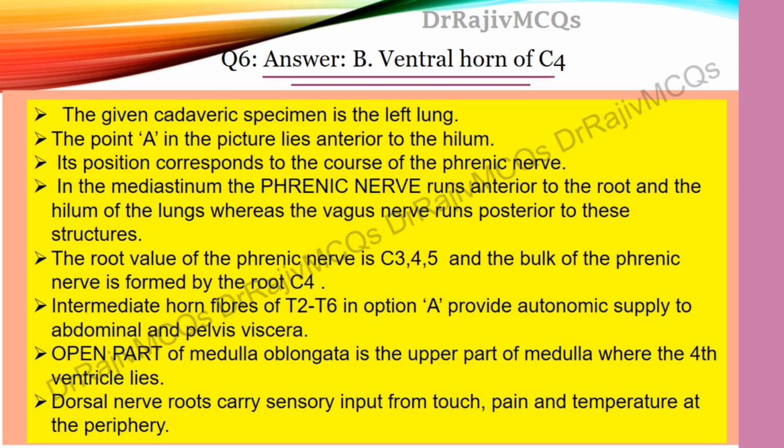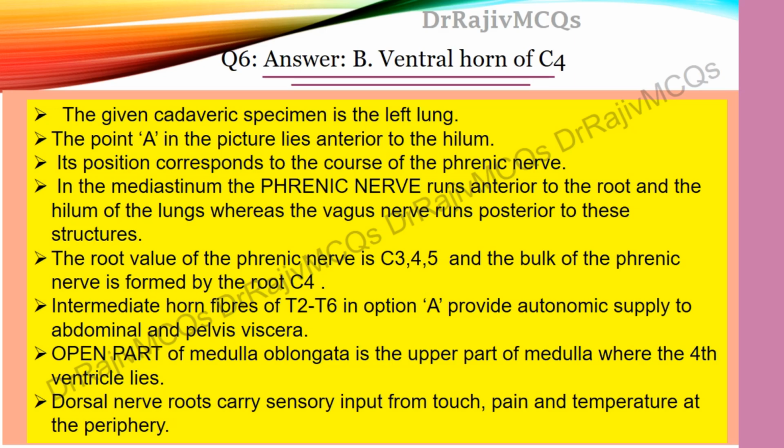Its convex or costal surface is directed laterally and its flat medial surface showing the hilum is directed medially, as well as its sharp margin faces anteriorly and its rounded posterior border faces posteriorly. The side of the lung is not determined by number of fissures or lobes because they are variable. The point A in the picture lies anterior to the hilum.